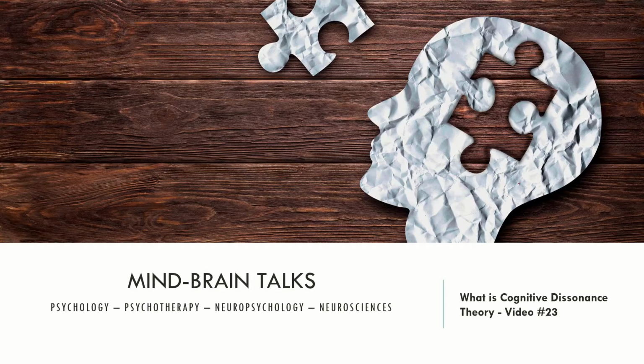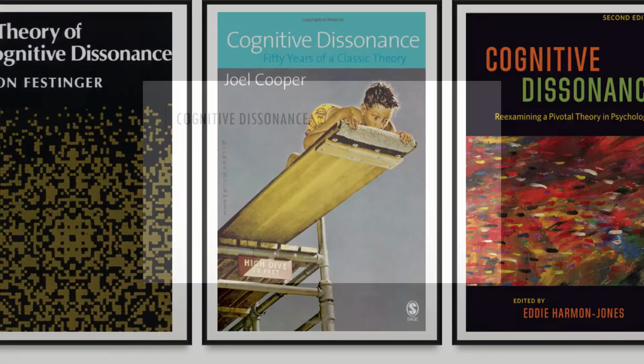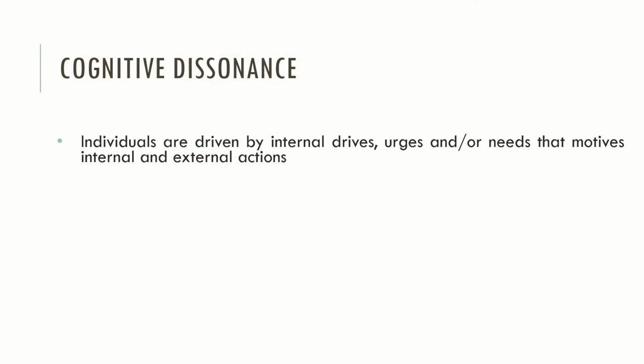So now let's look at the manuals that I recommend to you today. The first is A Theory of Cognitive Dissonance from Leon Festinger, which is the first author to propose this theory. The second book is Cognitive Dissonance: 50 Years of a Classic Theory from Joel Cooper. And the third is Cognitive Dissonance: Re-examining a Pivotal Theory in Psychology. And now let's see what cognitive dissonance is.